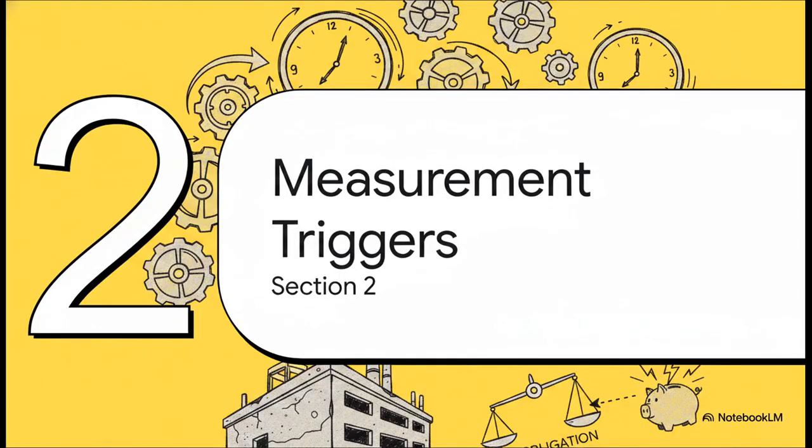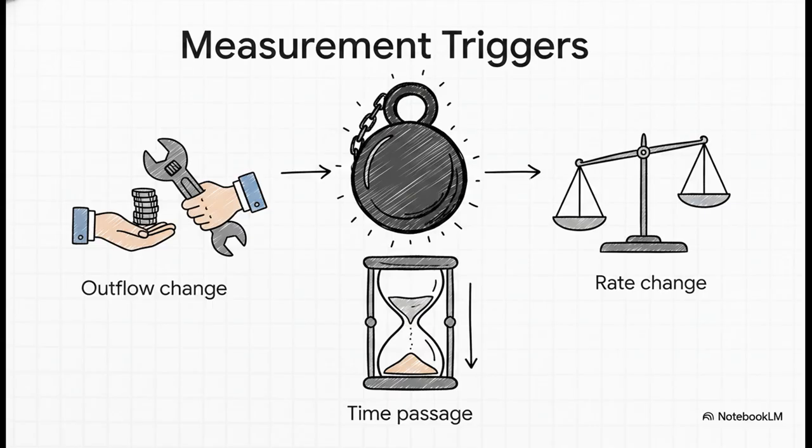Section 2, Measurement Change Triggers. You must recognize a remeasurement when any of the following criteria are met. It's a simple checklist. 1. If there is a change in the estimated outflow of resources, then you remeasure. 2. If there is a change in the current market-based discount rate, then you remeasure. And 3. If there is an increase reflecting the passage of time. Now keep that third trigger in mind, because there's a very specific exception for how we handle the passage of time, which we'll cover in just a bit.